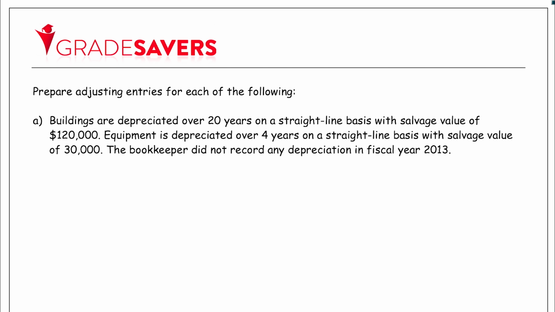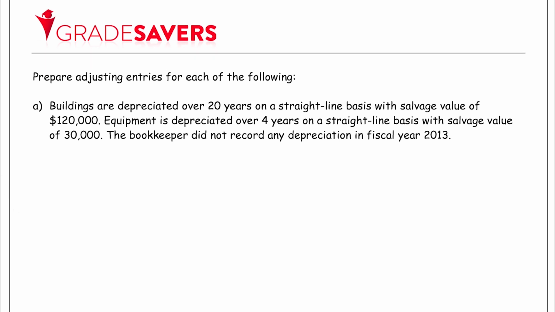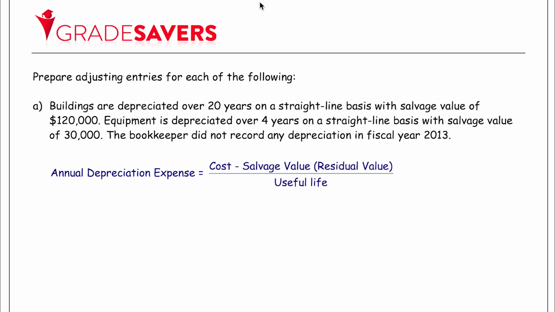On your midterm exam, the only method that you're responsible for is the straight line basis. And so that's why it's expected that both the buildings and the equipment are being depreciated this way. Under the straight line method, the way that we journalize or record the amount of expense is first by calculating the annual depreciation. And we do so by simply applying this equation where we've got the cost of the asset, we minus the salvage value or the residual value, these are synonyms, and we divide by the useful life of the asset. So annual depreciation expense under the straight line basis is always calculated this way.